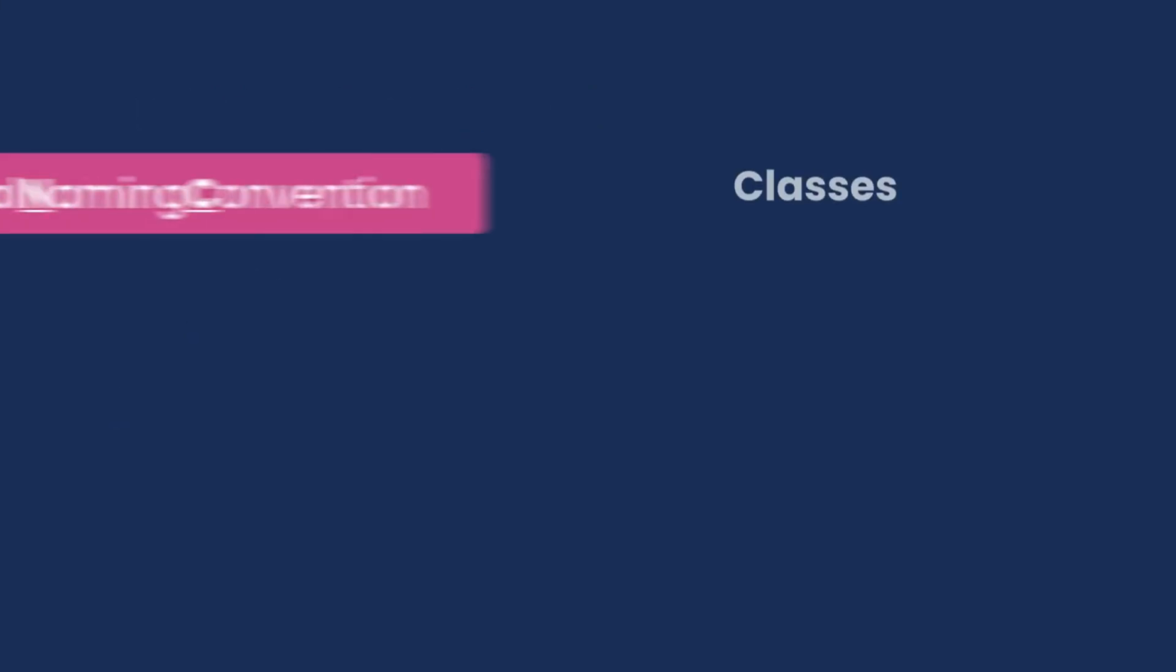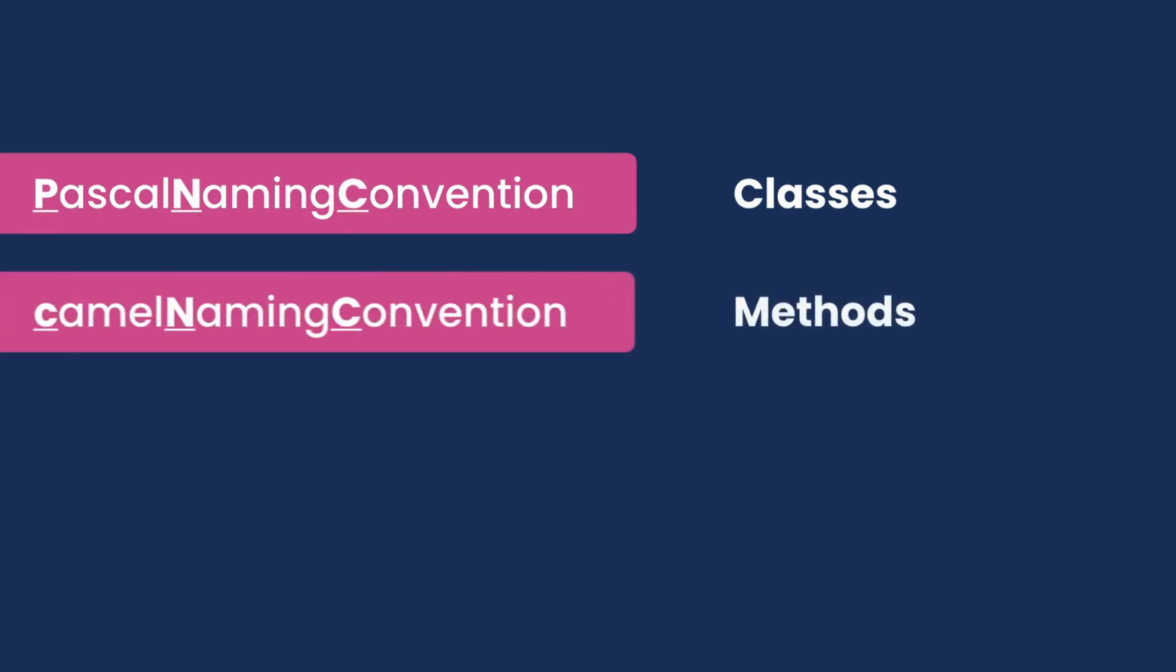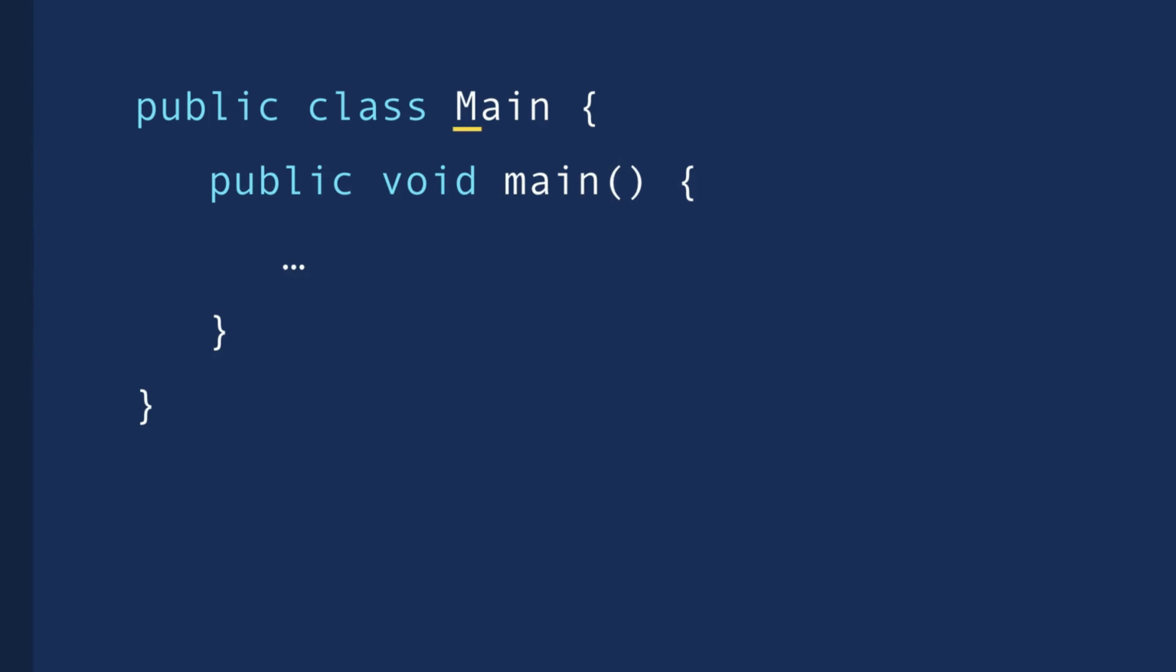To name our classes, we use the Pascal naming convention, and that basically means the first letter of every word should be uppercase. In contrast, to name our methods, we use the Camel naming convention, and that means the first letter of every word should be uppercase except the first word. So that is why we have a capital M in the name of this class. All right, now that you understand the anatomy of a Java program, let's create a new Java project and see all these building blocks.